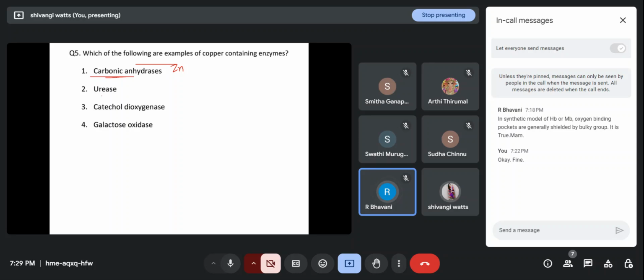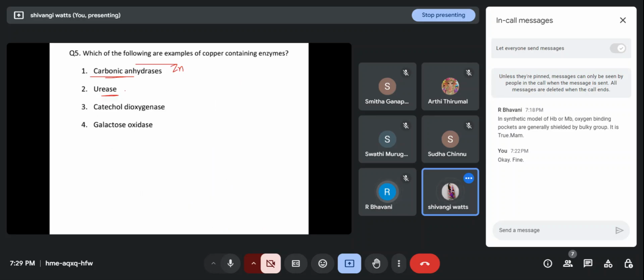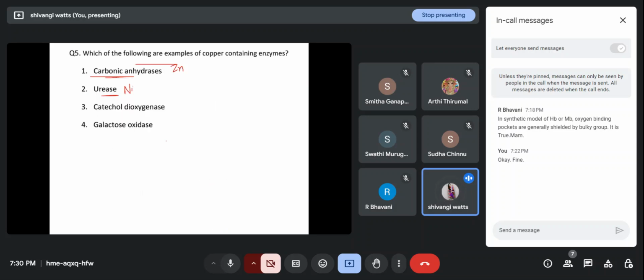Yes, ma'am. Okay, and urease, what about urease? This is the active site of urease, in which metal is present? Nickel, right? So this is a nickel containing enzyme. And if you see catechol dioxygenase, in catechol dioxygenase iron is present, but in galactose oxidase copper is present. So they are asking about the example of copper containing enzymes.